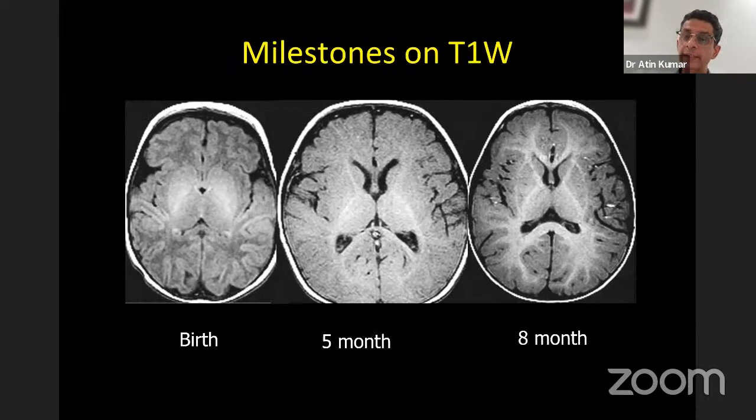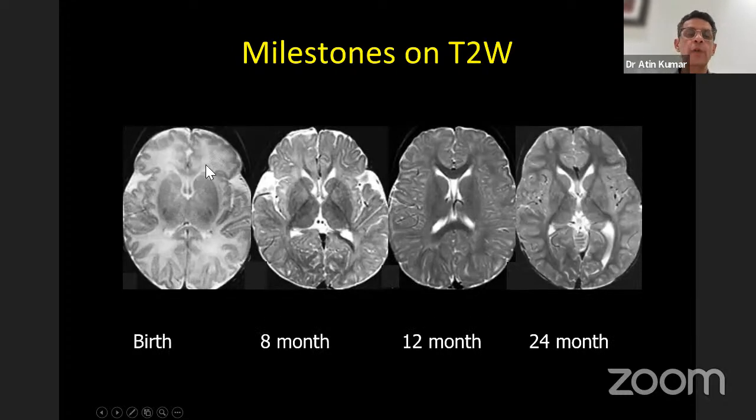However, with increasing myelination, as you go from birth to a few months to increasing months, the white matter becomes brighter. See, it was dark here, it becomes brighter, and ultimately it becomes pretty bright on a T1 weighted image. And on a T2 weighted image, the bright white matter starts to get dark and becomes darker as a myelinated white matter. This is the progression of myelination.